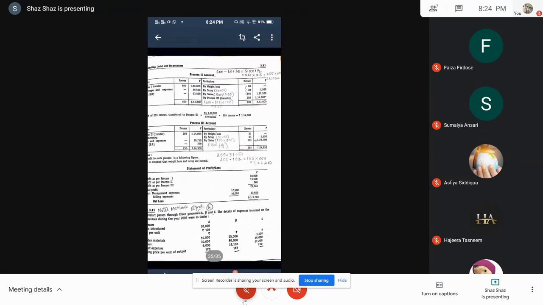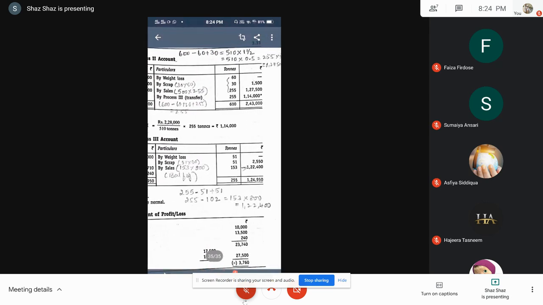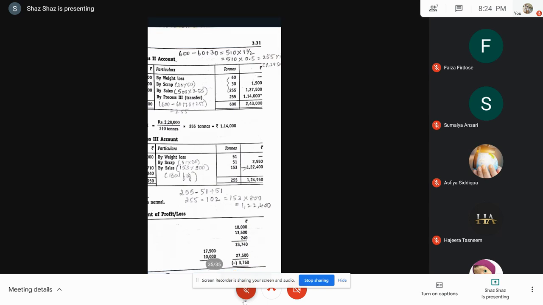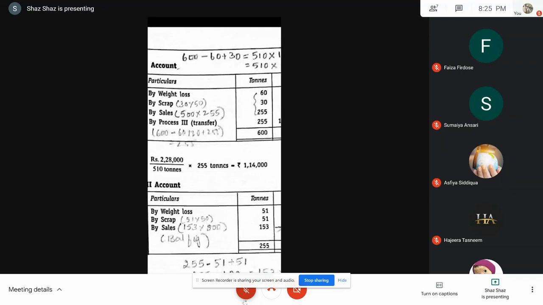Now the remaining balance is 600 minus 60 minus 30 minus 255, and you are getting the same 255, only the difference you are getting. This is not repeated. Don't consider this; for this process we are taking 255 here. Here it is 600 minus 60 minus 30 minus 255, you are getting 250 only as a balance.